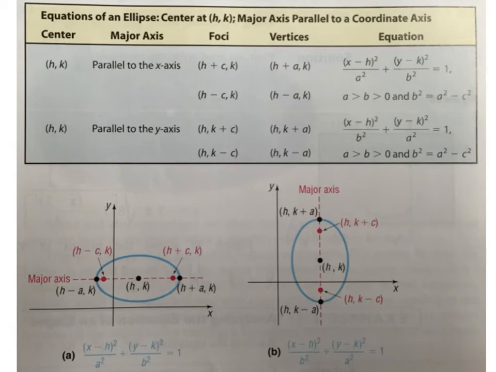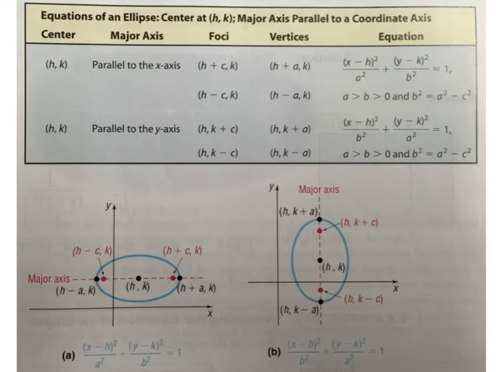So as we know from parabolas, the center is not always at the origin. So we're still going to talk about the center being h comma k, and we are going to use our a, b, and c values to manipulate and find the foci and the vertices and any major and minor axes depending on where that center is, h comma k.